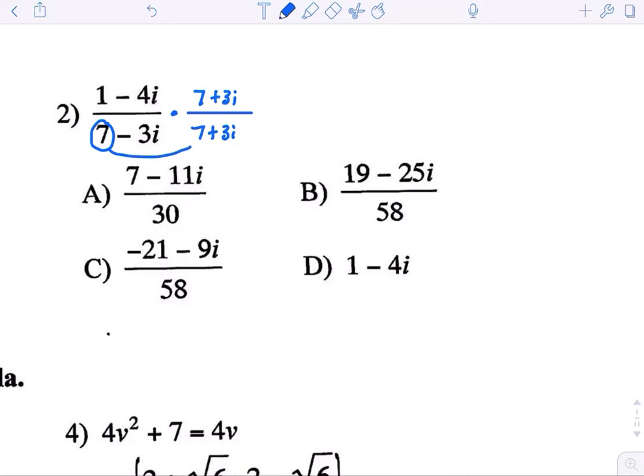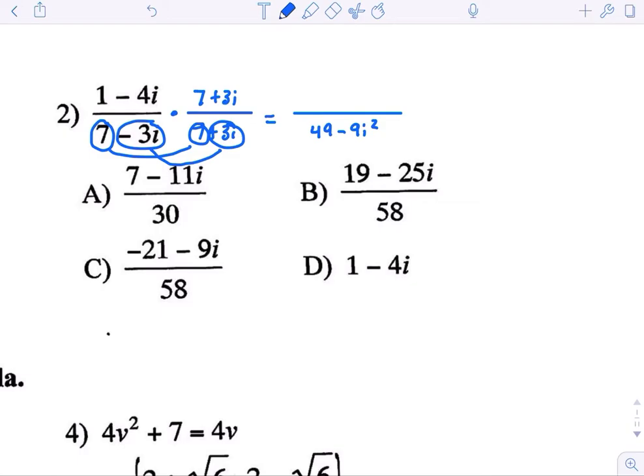All you have to do is just do 7 times 7, the first two, and you just have to do negative 3i times 3i. Remember, that's only how you multiply for the conjugates, right? Because the middle terms cancel. Okay, 7 times 7 is 49. Negative 3i times 3i is minus 9i to the second. And we'll change that i to the second later.